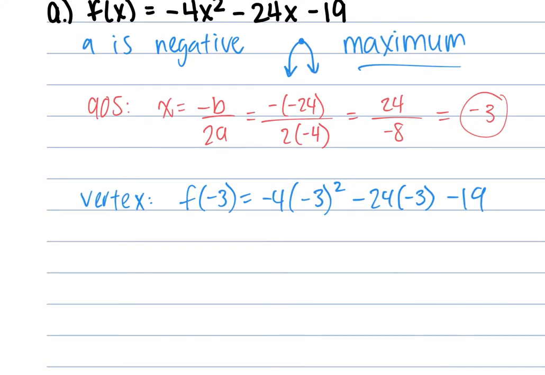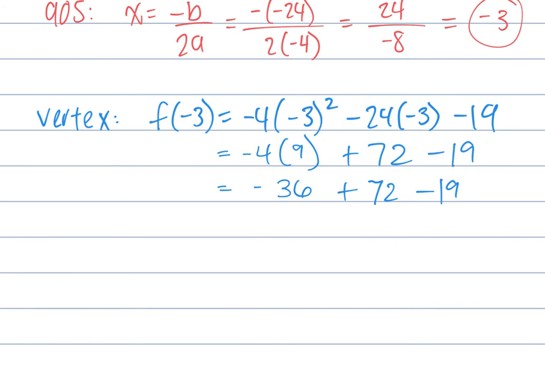All right, what do we do? Isa. Okay, so first, you do -3 squared, which is 9, and 9 times -4 is -36. And then -24 times -3 equals positive 72. And then minus 19. And then, since they're different signs, you subtract. So it would be 16. Yeah, it would be 16 minus 19, which would then give you -3.